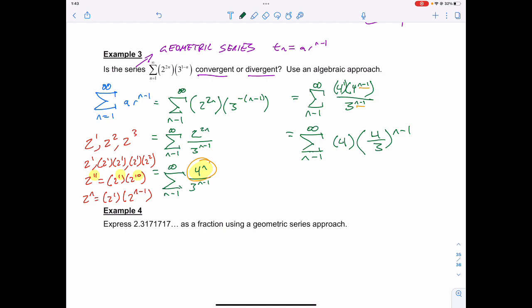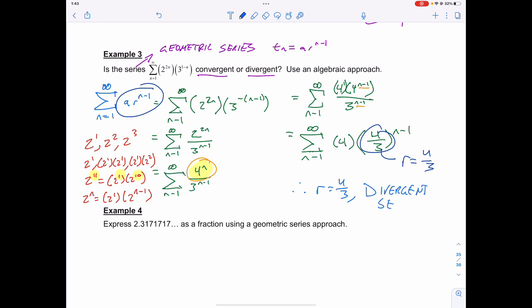If I take a look at what my formula is for my Tn, where I have the a and r to the n minus 1, and the values that I have here, I can very clearly see that that is my r value, which means if r is equal to 4 over 3, then it is a divergent series. The absolute value of r is greater than 1.